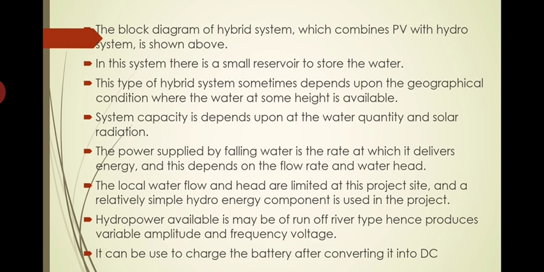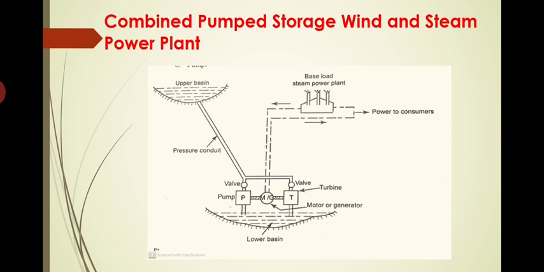The power supplied by falling water is the rate at which it delivers energy, and it depends on the flow rate and water head. Of course, the power produced in the hydro plant basically depends on head and the flow of water. The local water flow and head are limited at this project site, and a relatively simple hydro energy component is used in the project. So only small scale hydro power plants are usually clubbed with this one. Hydropower availability may be of run-of-river type, hence it produces variable amplitude and frequency voltage. It can be used to charge the battery after converting into DC. So the current produced in the hydro power plant is converted into DC before storing.